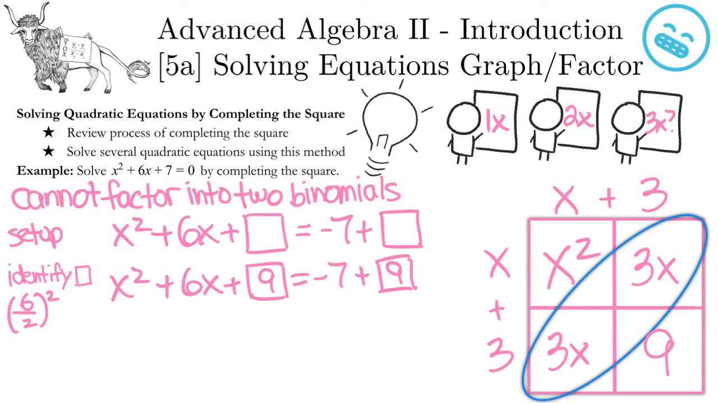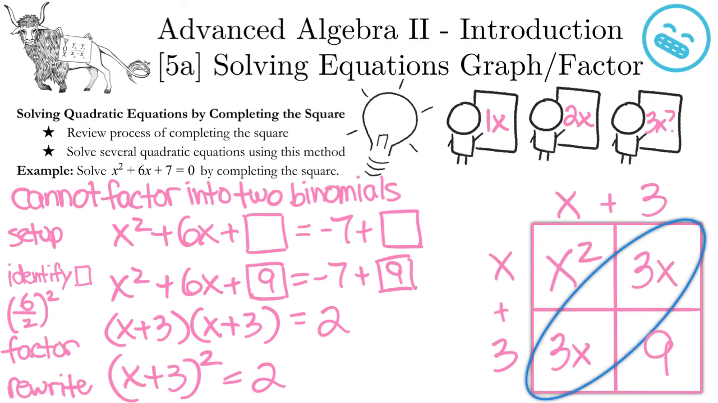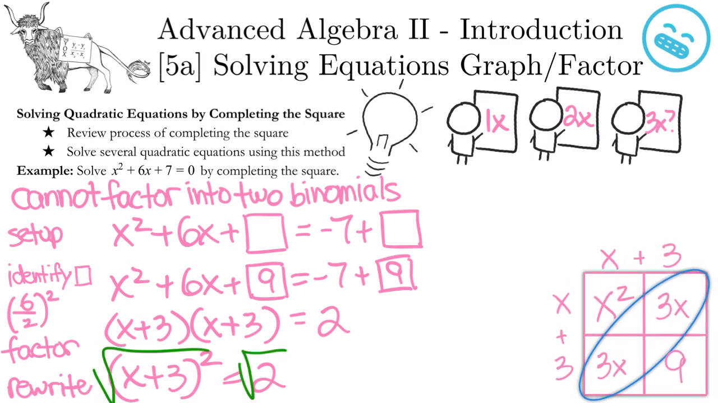We have x squared plus 6x plus 9. We could factor that into 2 binomials, and those 2 binomials are x plus 3 and x plus 3, the outside of our squares. And that's all equal to 2, which is the sum of -7 and 9. That means we have x plus 3 squared is equal to 2. Okay, we're almost there. Now we've got to take the square root of both sides, so we get x plus 3 is equal to positive or negative square root of 2.